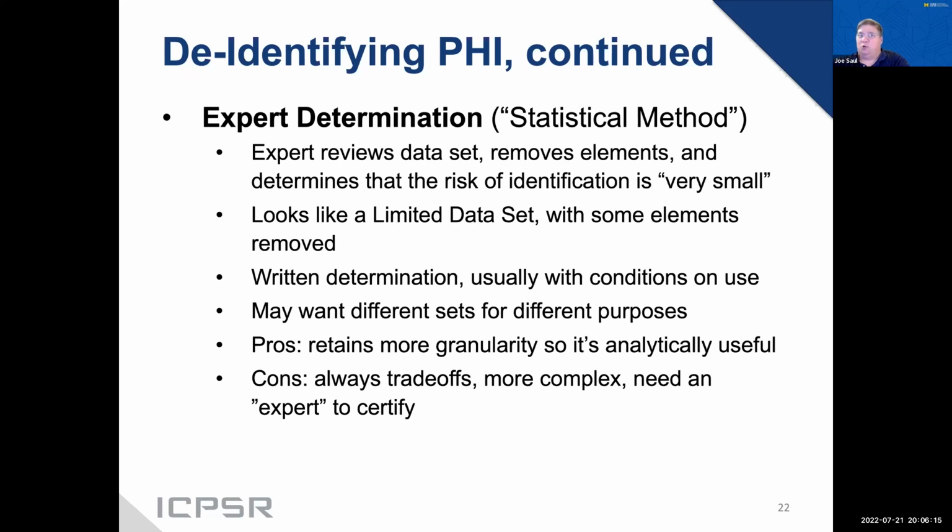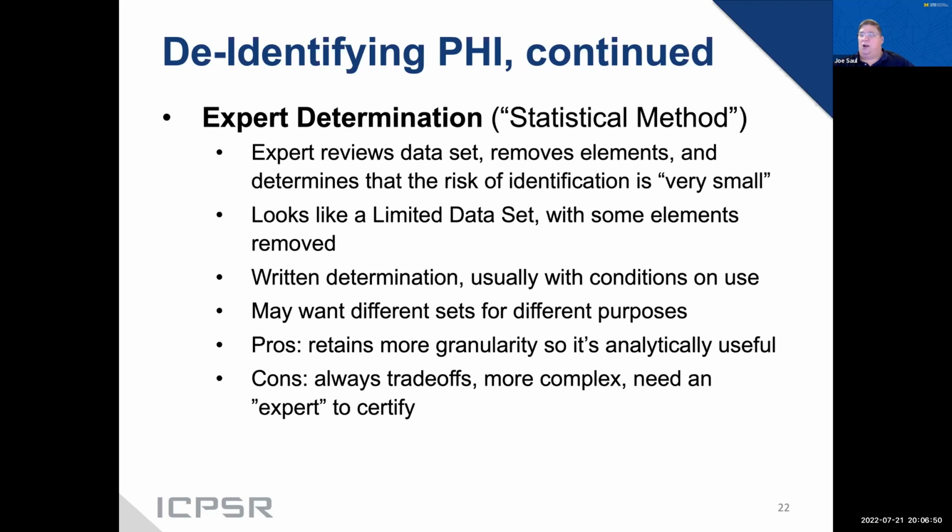And they almost always put conditions on it that are very similar to the limited data set conditions. Can't link it with other data, that kind of thing. You may want different cuts of the data for different purposes, but you can't have the ability to combine them, right? If we reduce the granularity of geocoding to decrease the identifiability of the data on one data set, but keep full dates, and reduce the granularity of dates in the other one, that you can't combine them, should be obvious. Benefit, retains more granularity, so it's analytically useful.